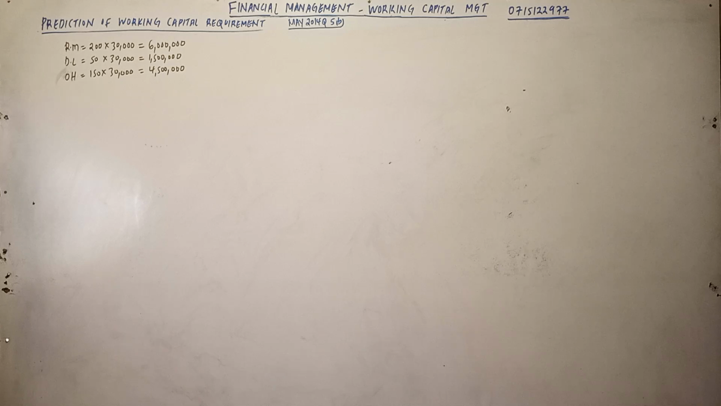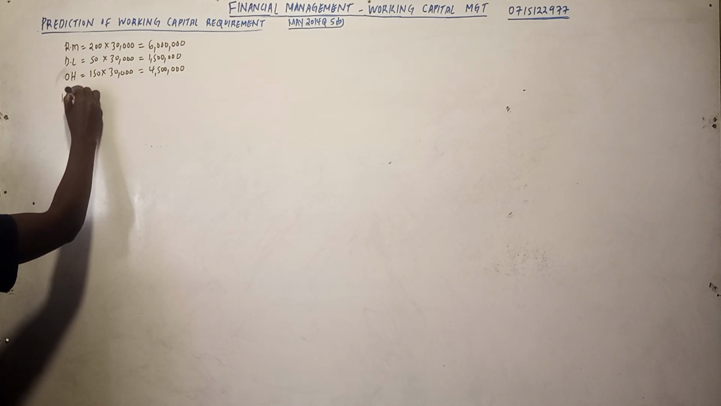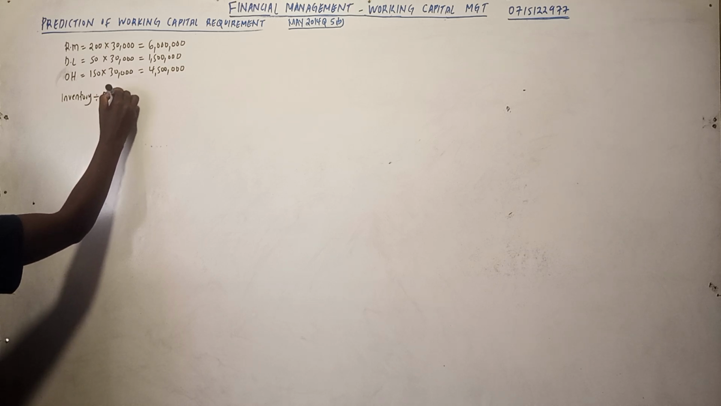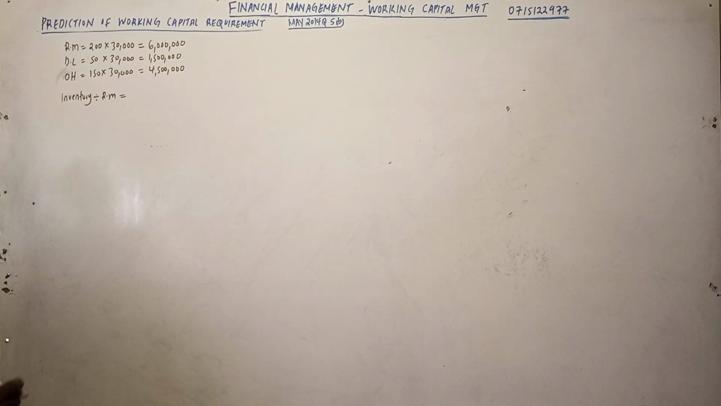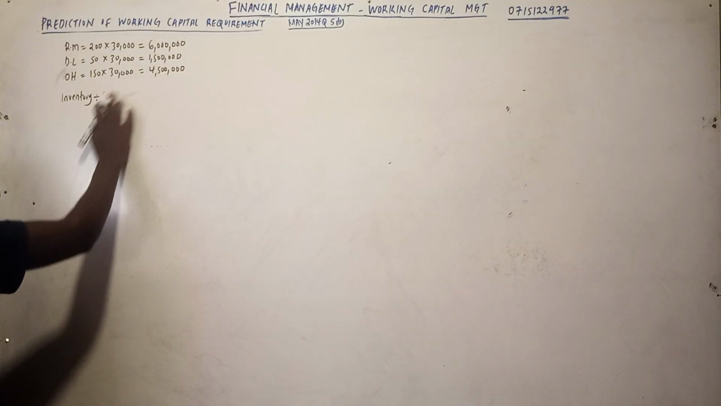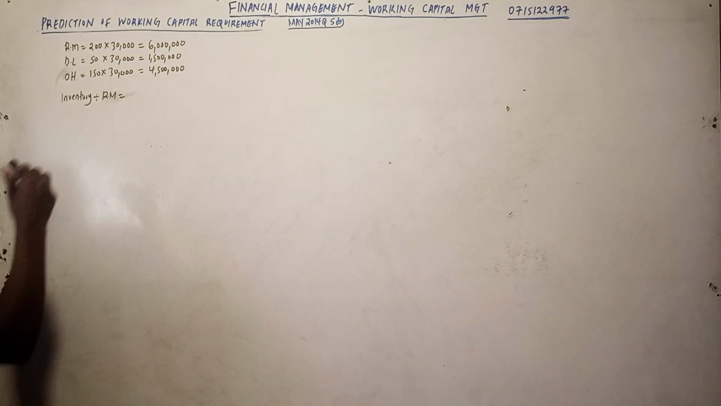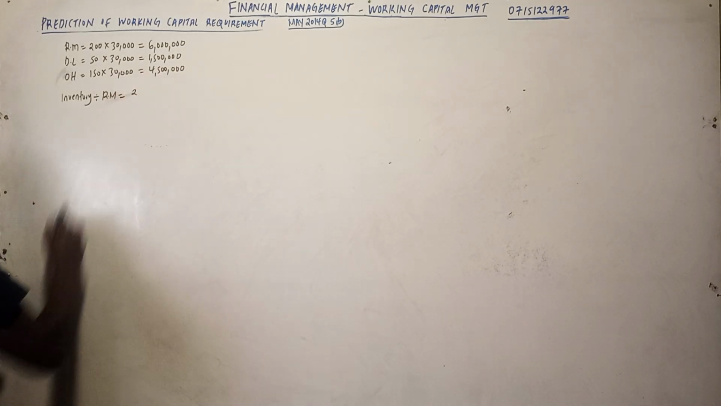Additional information. Past experience indicates that raw material are held in stock for 2 months. So raw material, in inventory. So RM means raw material. Raw material are in stock for 2 months.